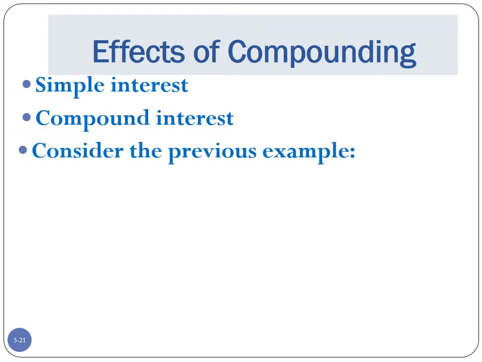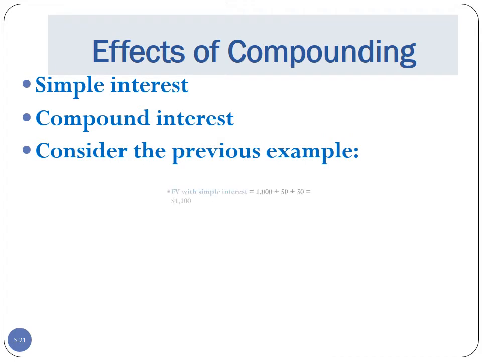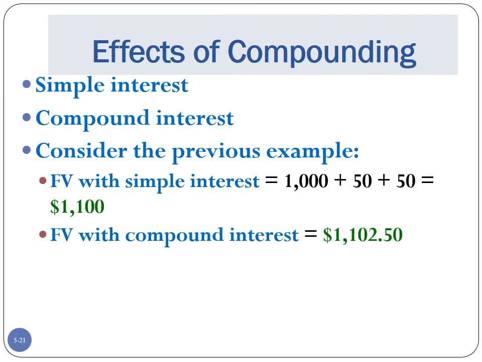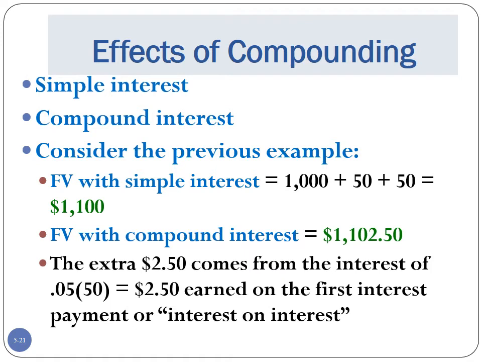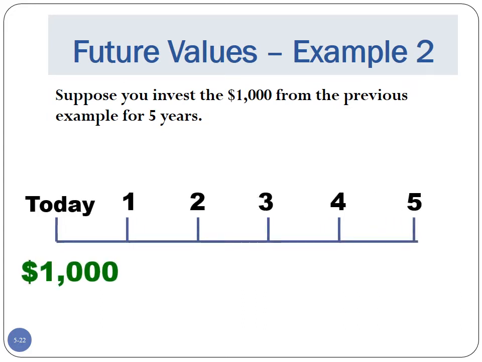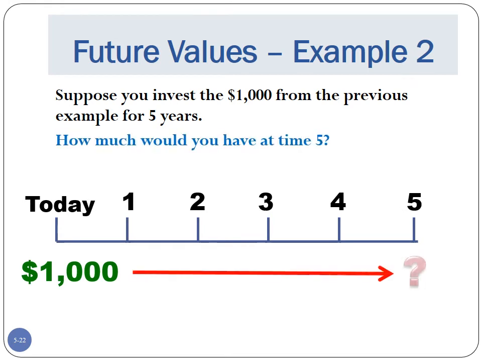There are multiple ways of compounding. You can have simple interest or compound interest. If you look at the previous example with simple interest, the future value is 1,000 plus 50 plus 50, which is $1,100. But a future value with compound interest is $1,102.50. The extra $2.50 comes from the interest of 0.05 times 50 equals $2.50 earned on the first interest payment, or interest on interest. This is why compounding is so powerful, because you earn interest on interest. So suppose you invest $1,000 from the previous example for 5 years. How much would you have at time 5?